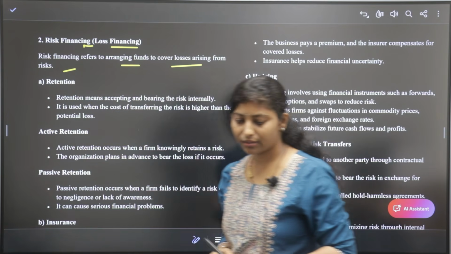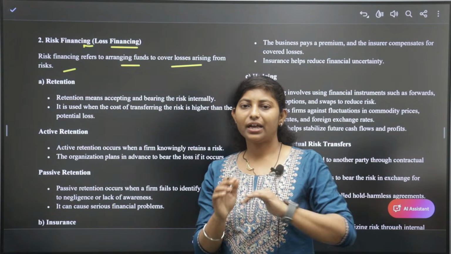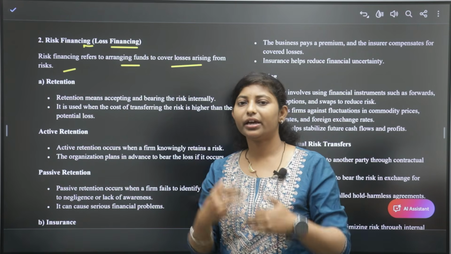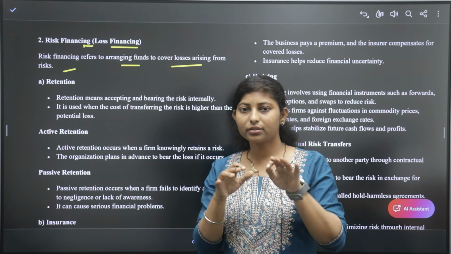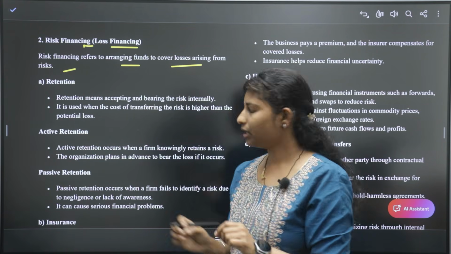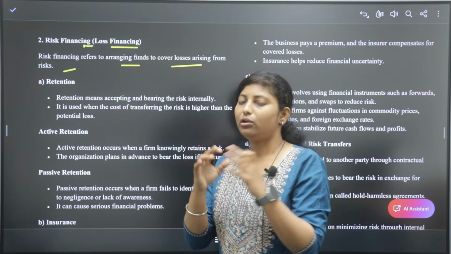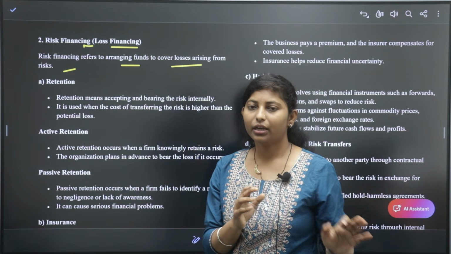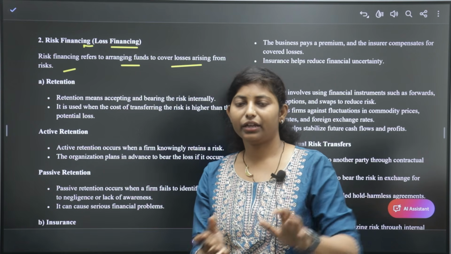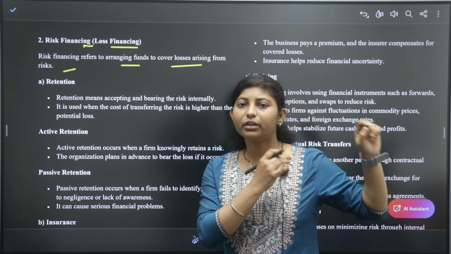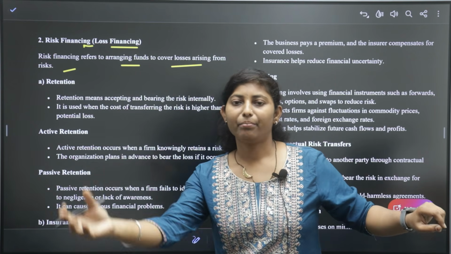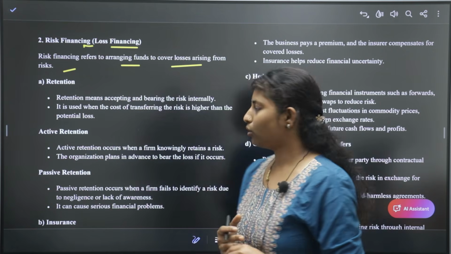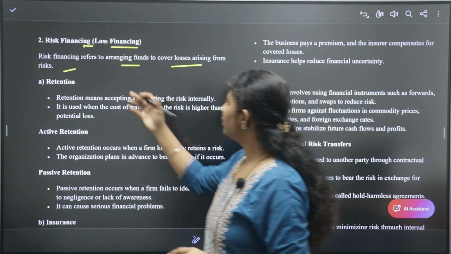Risk financing is a term for money that we keep, or money we are getting, to cover losses that occur in a business. Risk financing, or loss financing, is the monetary support that helps whenever you get a loss or a risk. That amount helps your business manage such losses. That is what we say is risk financing.